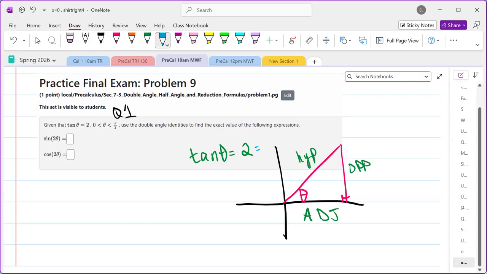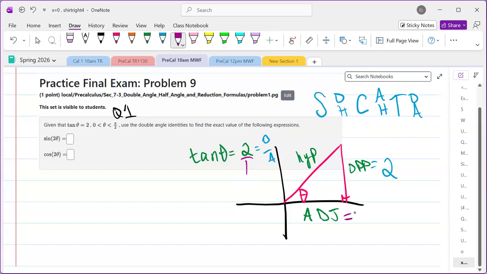So this is our hippies. So we have some old hippie caught another hippie tripping on acid. So tangent is opposite over adjacent. But our 2 doesn't have an over. So we're going to sneak back in a over 1. So this means our opposite side is 2. Our adjacent side is 1.